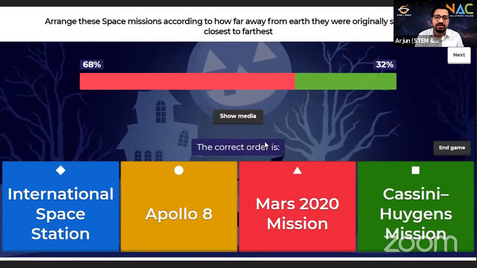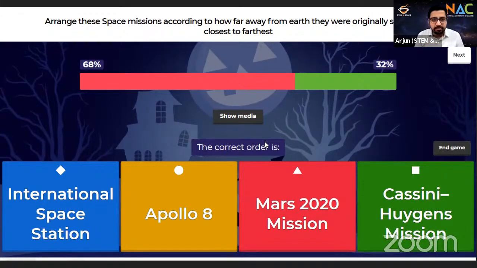Great. Wow. Okay. Only 32% of you are able to give it correctly. So the correct order is this. The closest out of this is the International Space Station. It was sent and it is currently located in the lower Earth orbit. It's just where space starts. So basically it is at around 100 or 150 kilometers above the surface.